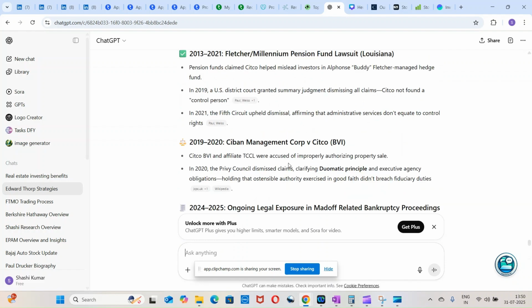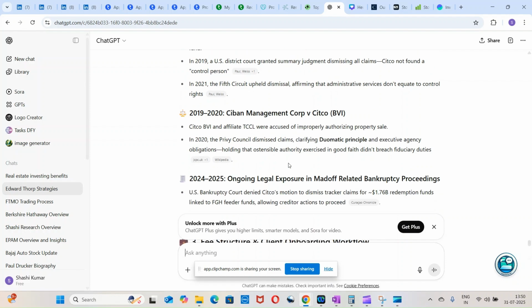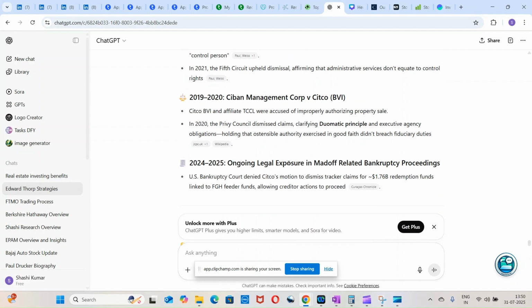Okay. 2019 to 20, Siban Management Corporation versus CITCO. It's also called BVI. CITCO BVI and affiliate TCCL were accused of improperly authorizing a property sale. In 2020, the Privy Council dismissed these claims, clarifying agency principles and executive obligations, holding that ostensible authority exercised in good faith didn't breach fiduciary duties.